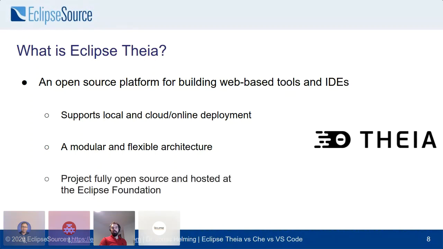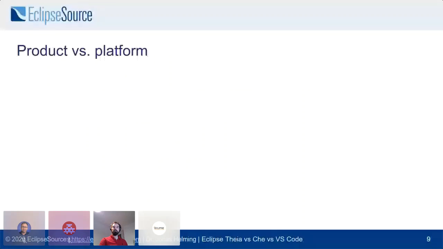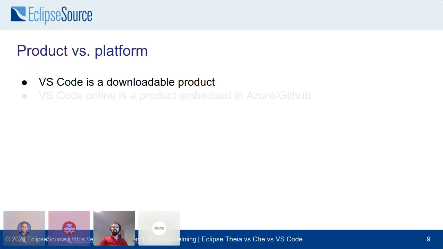And the Eclipse Theia project is open source, and it's hosted at the Eclipse Foundation, so it's hosted at a vendor-neutral organization. Now, I talked about platform and product a lot, so let's compare this a bit. So VS Code is a downloadable product. It is for free, but it's still a product. It's something that you can download, click, and directly use.